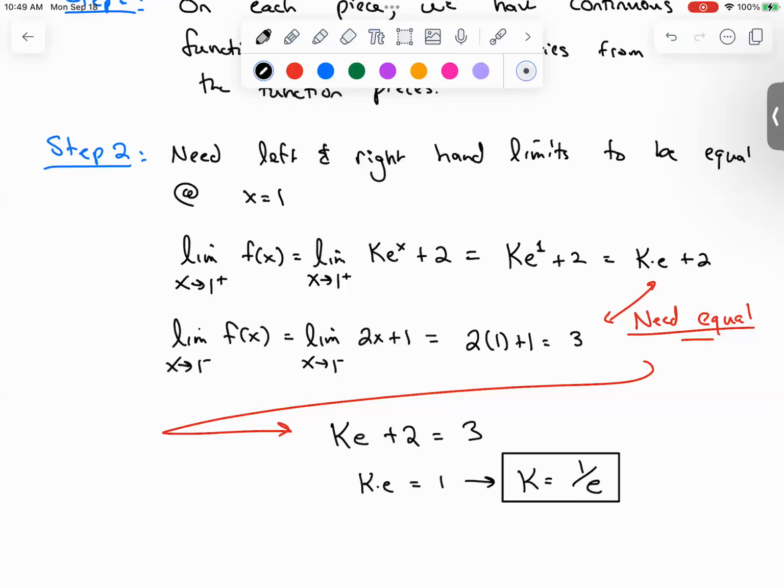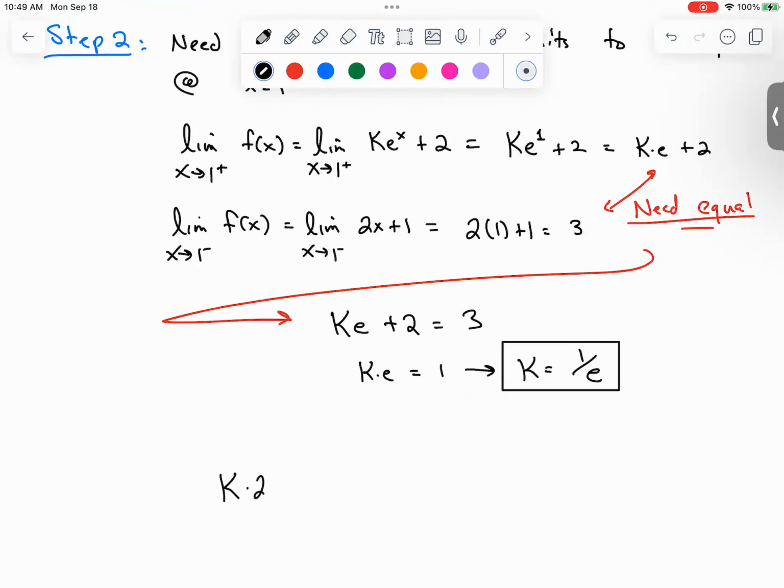So yeah, e is just a number. It would be no different than seeing it as k times 2 plus, let's not use 2, we've already used it a bunch. k times 7 plus 2 is equal to 3. Subtract 2, 7k is equal to 1. So k is equal to 1/7. No different than that.